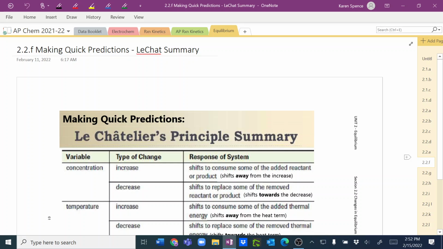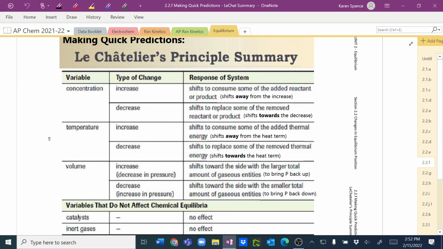You should be able to do quick fire practice, so making quick predictions. Le Chatelier's principle says that the system shifts in which direction in response to an increase? It shifts away from an increase, and it shifts towards a decrease. So if you have a concentration increase, it's going to shift away from that increase. And if you have a concentration decrease, it's going to shift towards that decrease.